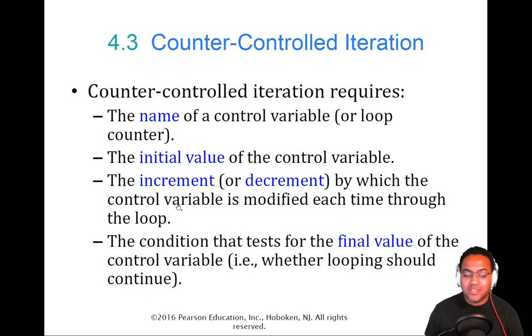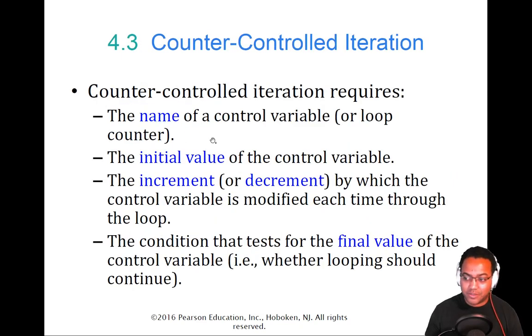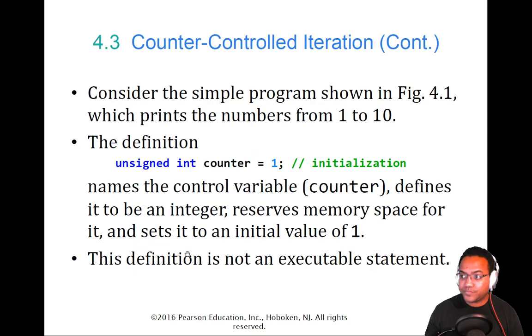Let me keep going. Some of this is conjecture, so I don't read it, because in the real world that's not really the way it works. This is somewhat true: counter-controlled iteration requires the name of the control variable. i is what I use for the control variable. The initial value of the control variable: I initialize i to 0. The increment or decrement by which the control variable is modified: we incremented i++ by 1. The condition that tests for the final value: we asked for the size of the array. All of these are true.